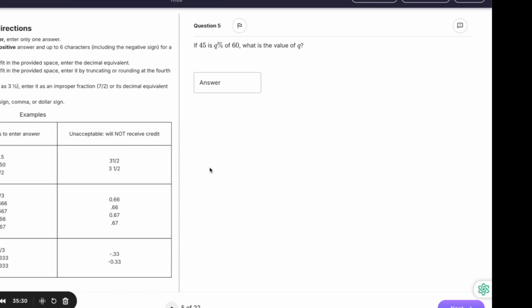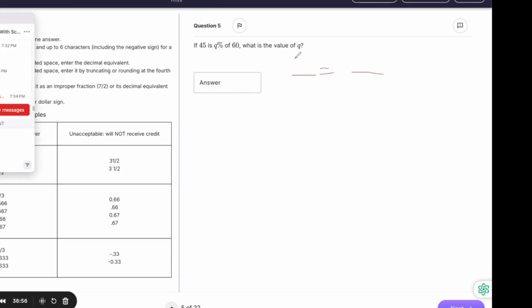On this question, it says 45 is a certain percent, so you've got 45 over 60, and then you could put Q over 100 because that's pretty much the mystery. And then you might know what to do at this point. You would go ahead and cross multiply. What that is going to overall solve to is Q is going to equal 75.